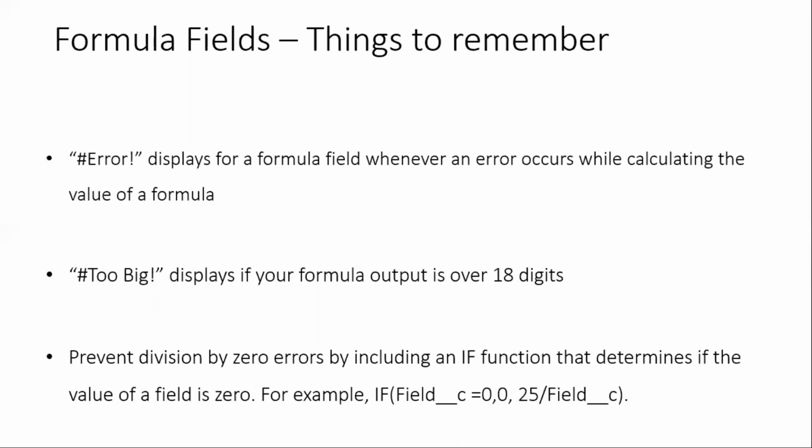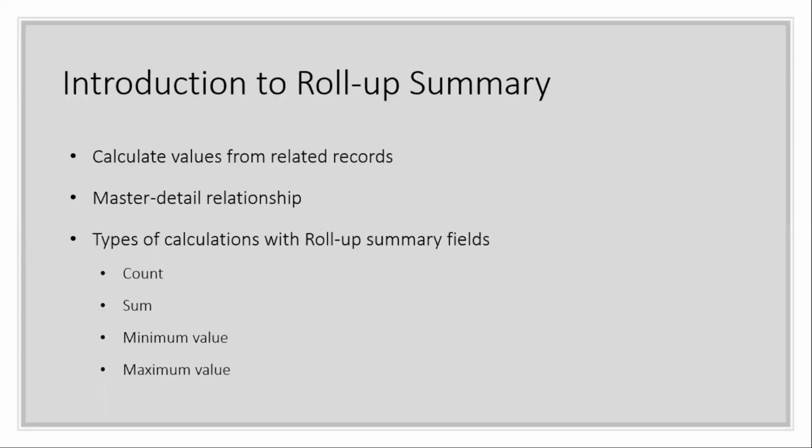Let's move to the next point, that is the roll-up summary. So what is the roll-up summary? A roll-up summary also behaves like the formula fields, but it always works on related records. Whenever we say related records, Salesforce gives us two types of relationship. One is a lookup relationship, another is a master-detail relationship. Roll-up summary fields always work with the master-detail relationship.